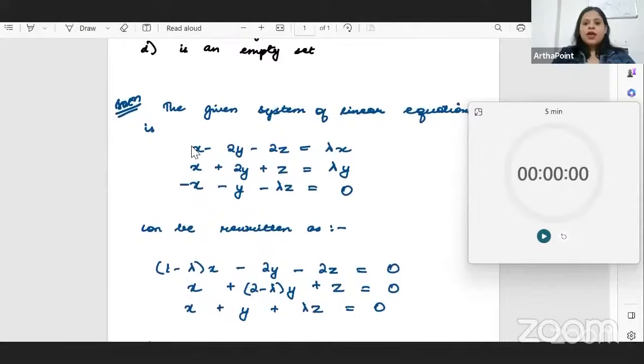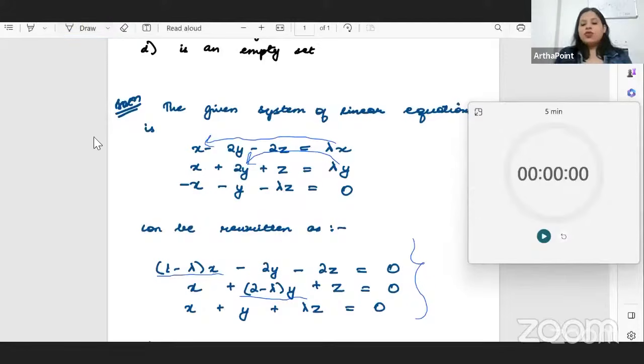So just think about it. The right hand side says lambda x. Bring lambda x on the left hand side. So you will rewrite this equation like this. Can you see this? This is 1 minus lambda x. So I have taken this lambda x onto the left hand side. Similarly, lambda y can be taken onto the left hand side. So I will now have 2 minus lambda y. And the other was anyways 0. So I have rewritten these three equations such that the right hand side is 0. I hope this is making sense.